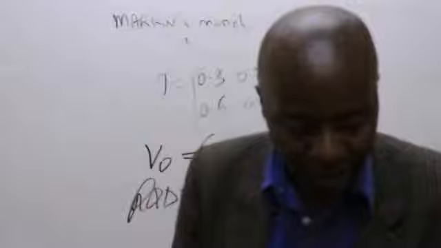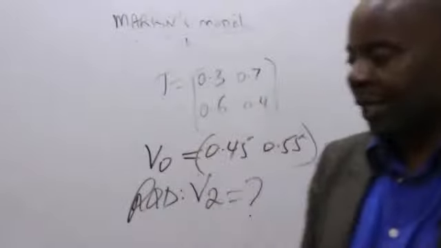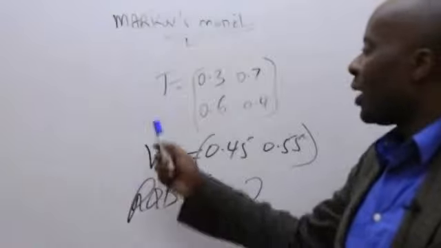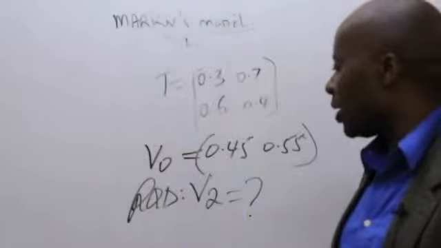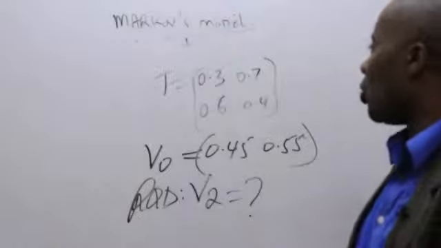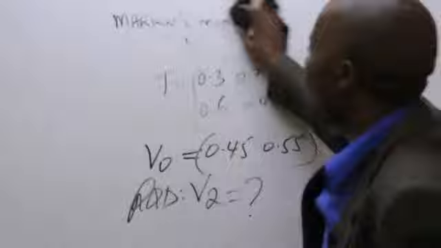So here, they want us to make predictions. They have given us vector 0. They have given us the transition, T stands for transition, and then they want us to do the prediction. So how do we do this? This is very easy.